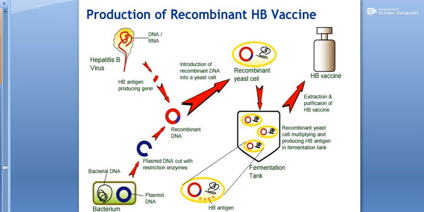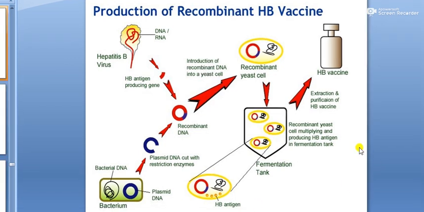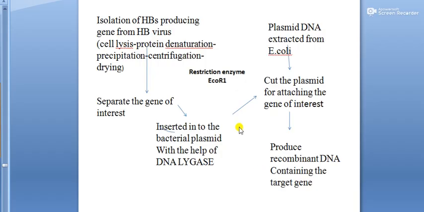So what we need to do is extract them, for raw copies of rDNA, right? After extracting the desired DNA, we need to purify it. After purification, we add some excipients and preservatives, then we pack and seal them, and it's ready for the market. Let's see an overview of the whole process, that is, isolation of the HBs producing gene from hepatitis B viruses.